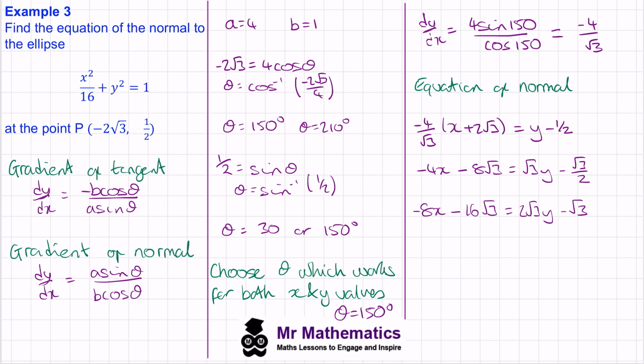And then we'll move all the terms from the left hand side to the right hand side to make this positive. So we get 0 will equal 8x plus 2 root 3y plus 15 root 3. Okay?